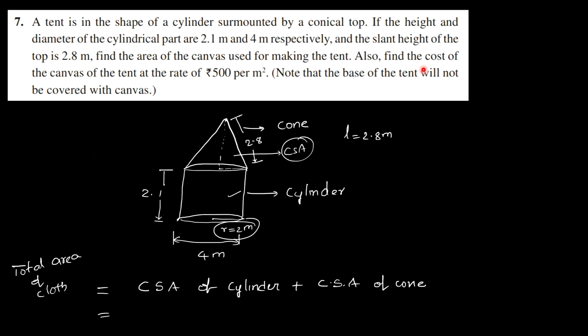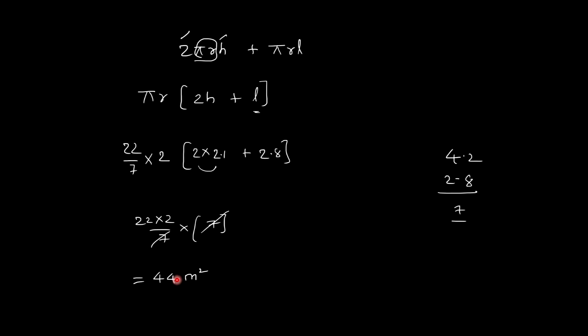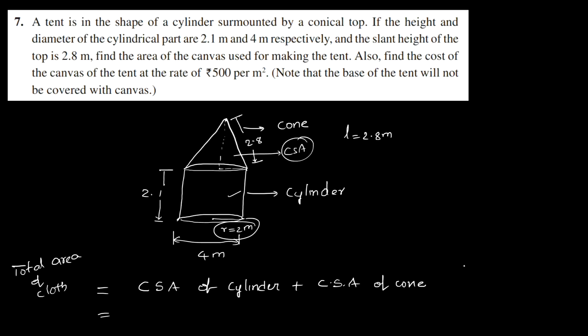500. Look here, read here: find the cost of canvas of the tent at the rate of 500 rupees per meter square. For 1 meter square the cost is 500. For 44 meter square, the total cost would be 44 into 500. So 44 into 2, so 22,000 rupees. 22,000 rupees. That's it, and this is how we will do the problem. I hope it is very clear for you, and thank you.